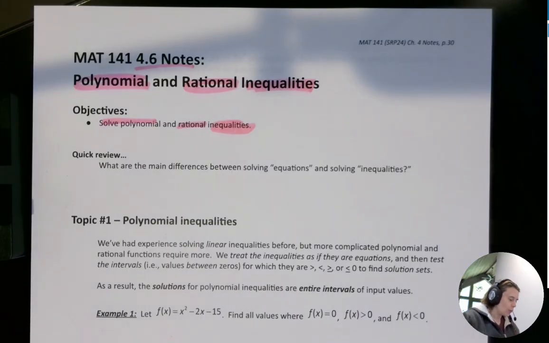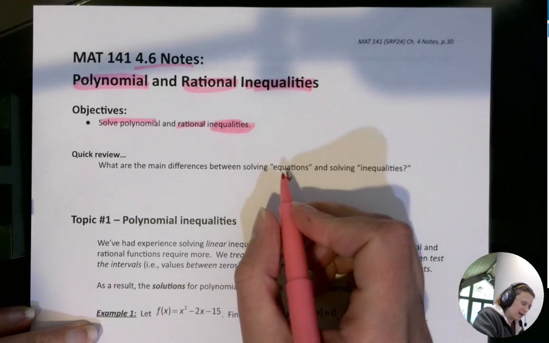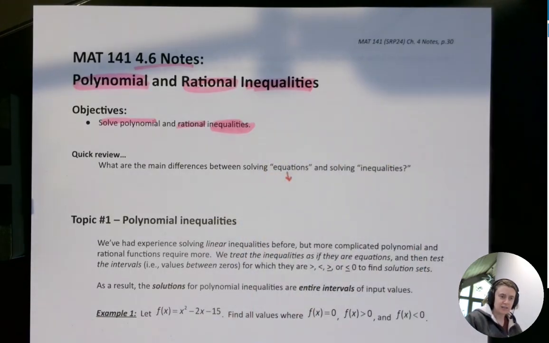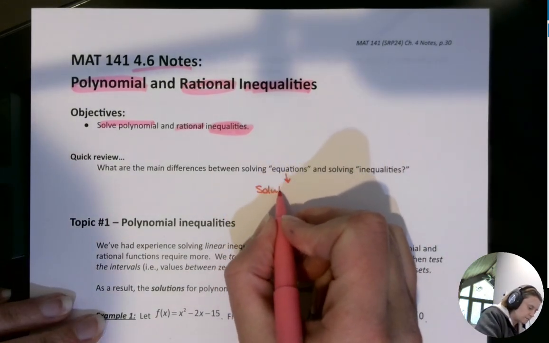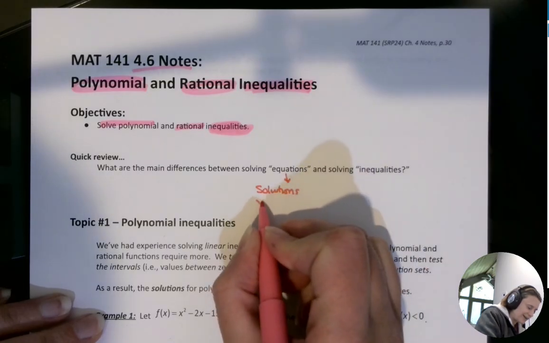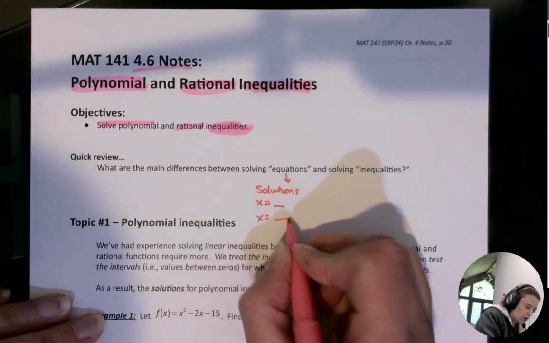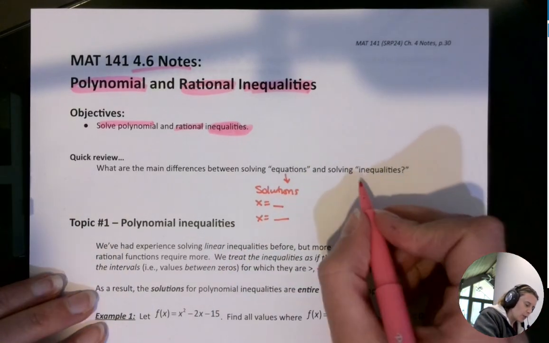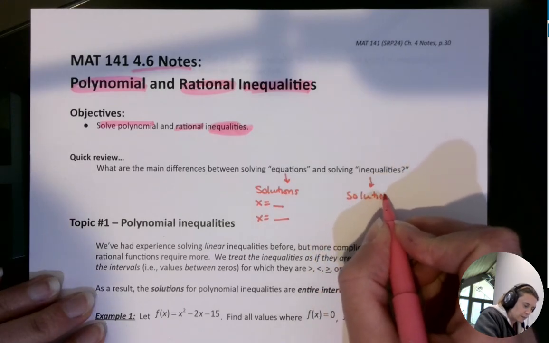Quick review. What are the main differences between solving equations and solving inequalities? So equations have single solution values like x equals 2 and x equals 7. They'll have a list of set solution values. So the solutions are things like x equals some number and maybe x equals another number. And there might be a couple different things, right? But when I solve an inequality, our solutions are going to be intervals.